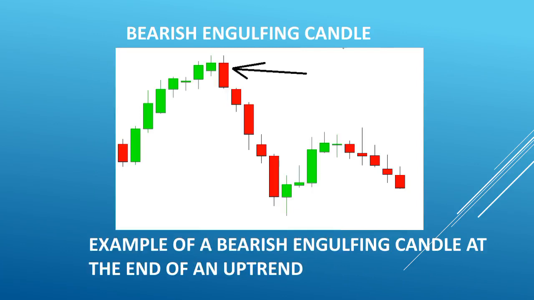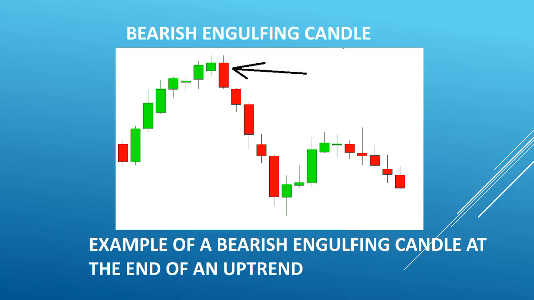Example of a bearish engulfing candle at the end of an uptrend. We have an uptrend of about 7 green candles on the left of my screen, and then the formation of a much longer red candle to the right of the last green candle at the top to give us the bearish engulfing candle, which signifies the end of the uptrend.